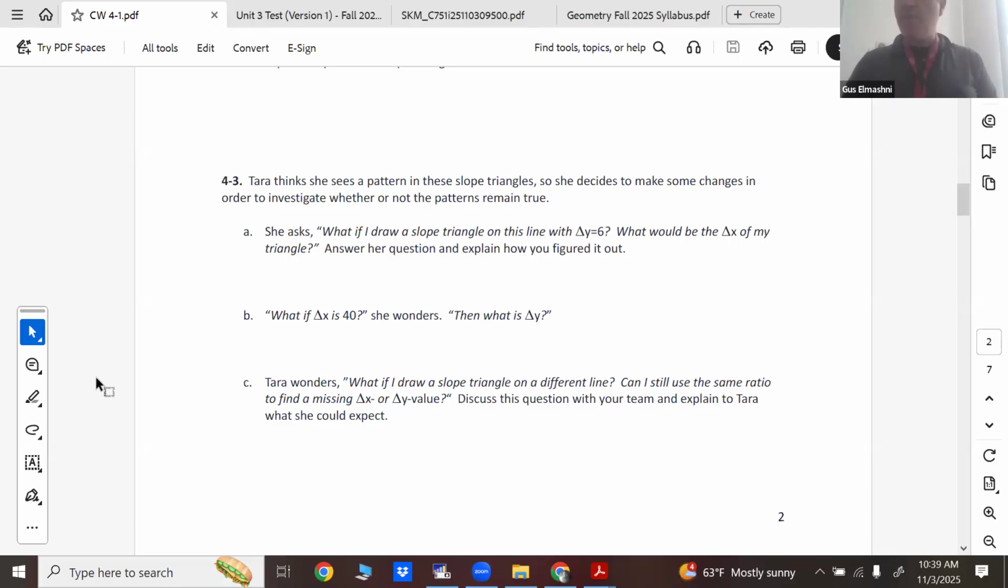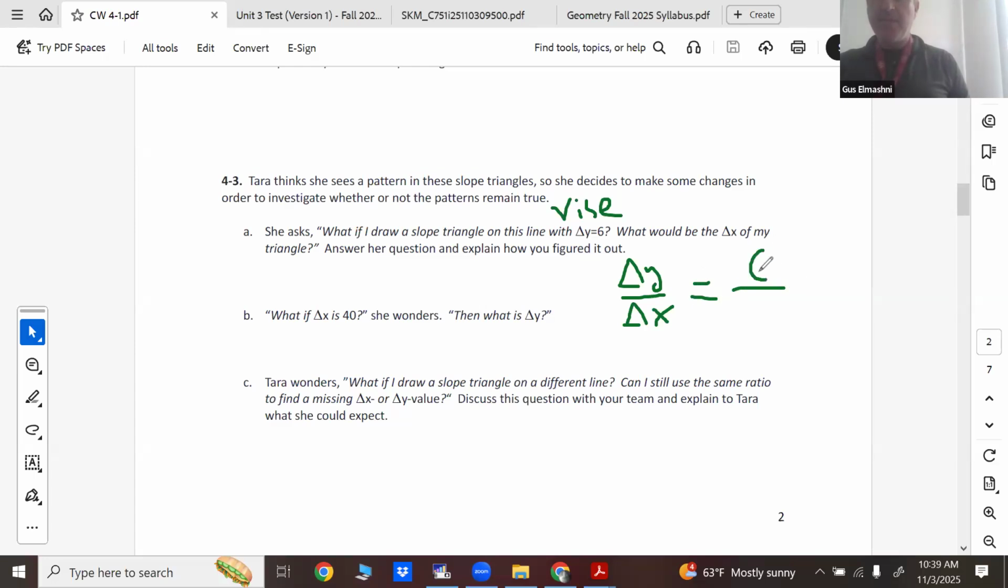Okay, so she asked, what if I drew a slope triangle where the change in y, the rise, is 6? Okay, fine. So delta y over delta x. By the way, in math, the triangle means delta, from the Greek alphabet. Why these Greek letters, I don't know, but it is what it is. So that's 6.